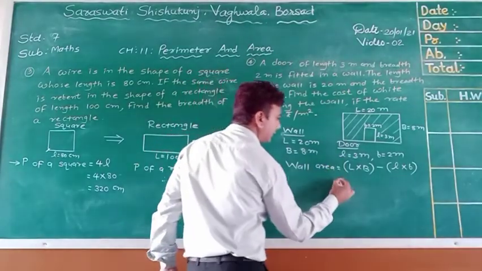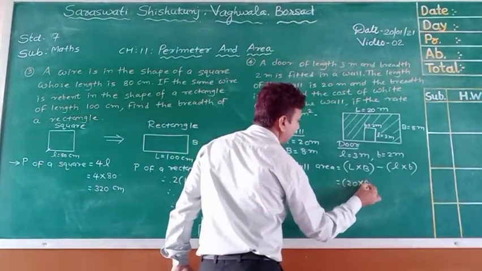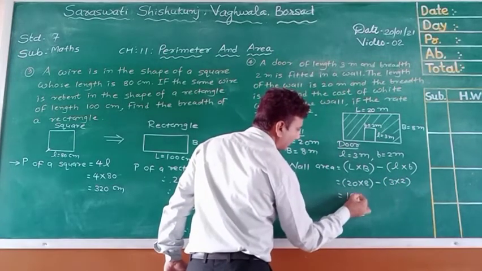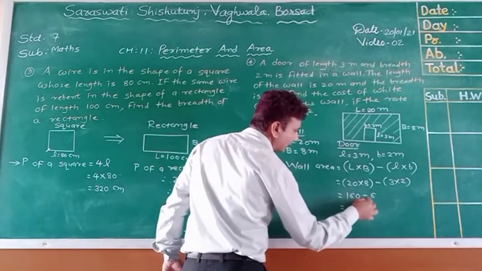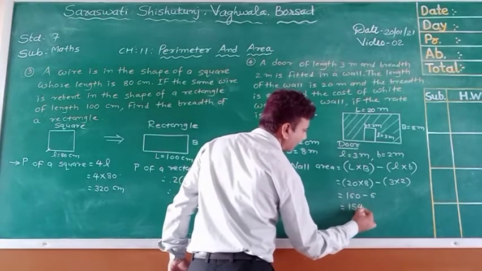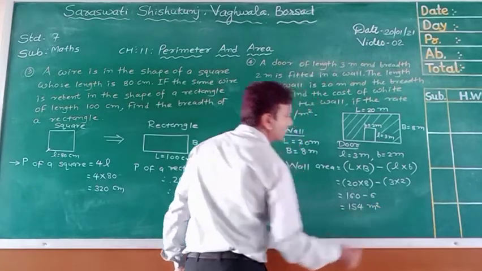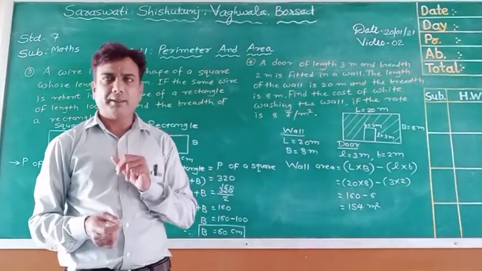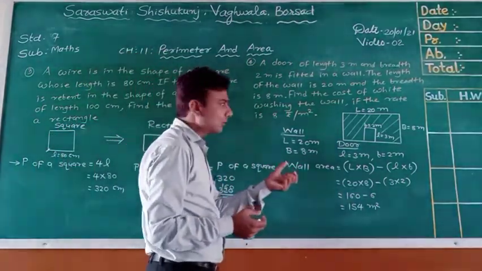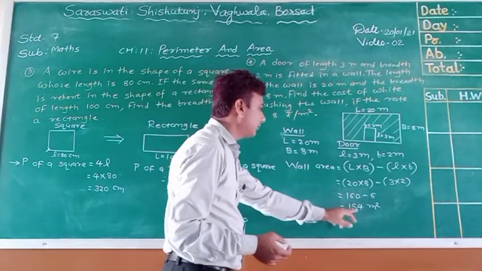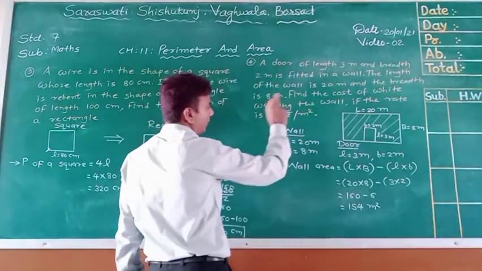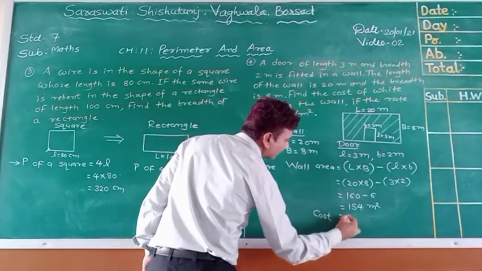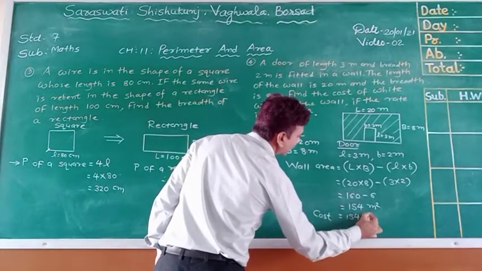See, length is 20 multiply 8 is 160, and this 3 multiply 2 is 6. 160 minus 6, 154 meter square. So all remaining area is 154 meter square. If we remove the door from the wall, we get 154 meter square. Now whitewash cost is 8 rupees per meter square. So for the cost of whitewashing, simply we have to multiply with 8.